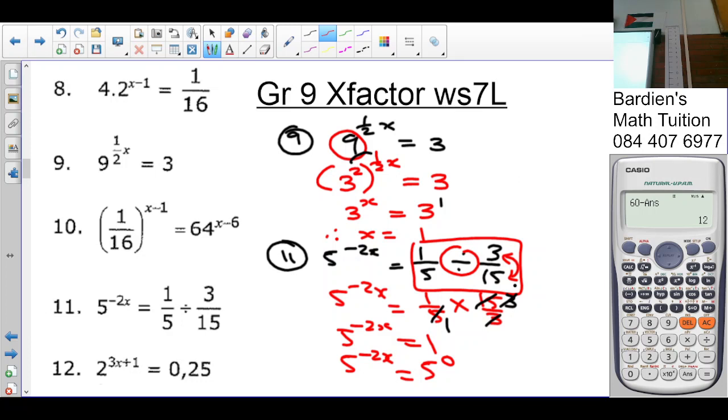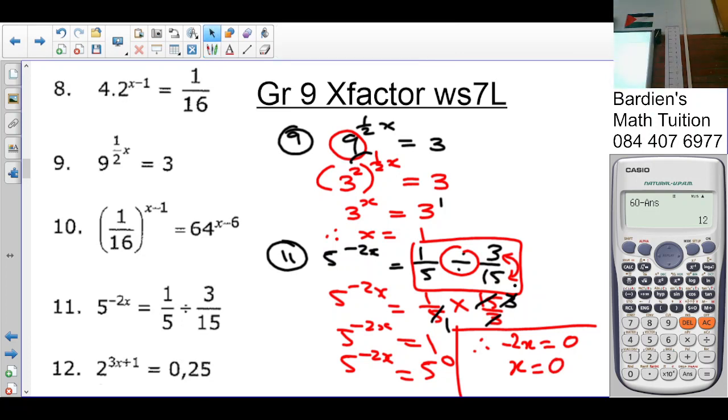So we can now say, therefore, negative 2x is equal to 0. x is equal to? We divide both sides by negative 2. Then the answer will be 0. Okay, people, don't forget the even numbers are homework.